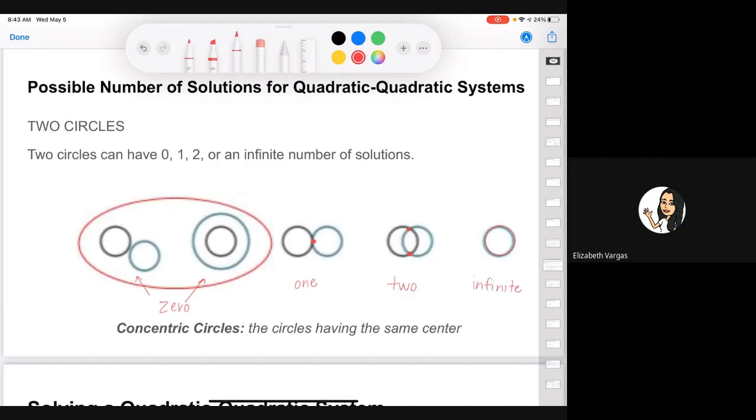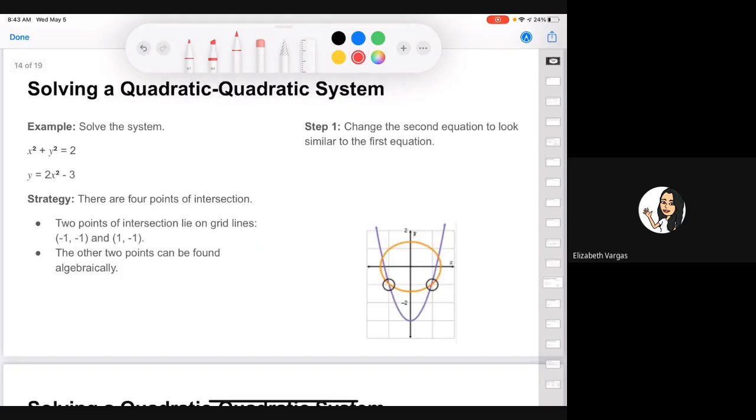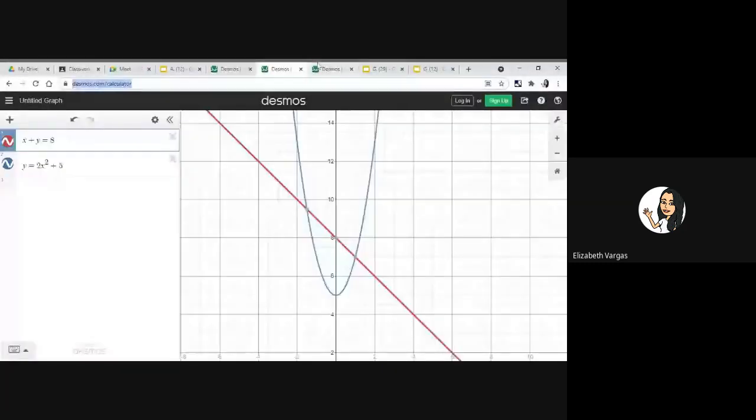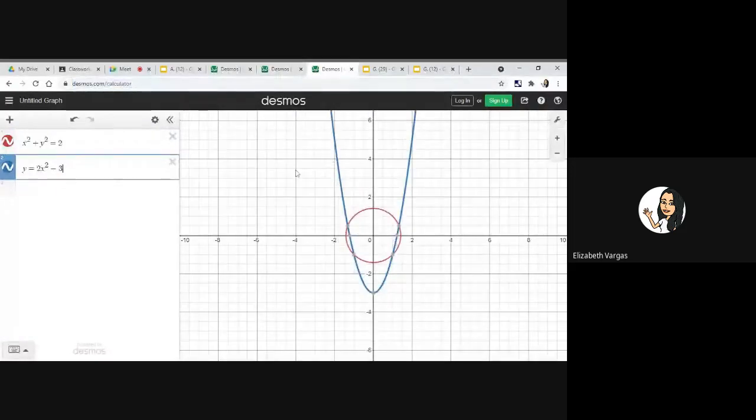Lastly, what I want to go ahead and do is here is an example where you have a circle equation and a parabola equation. You can solve this algebraically, or you can go ahead and graph it. So I'm going to show you what it looks like if you graph it and identify those points of intersection. This is your example. This is me graphing both of those, and you're just looking for those points of intersection.